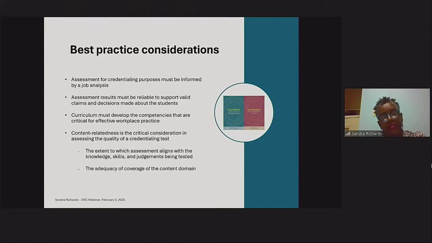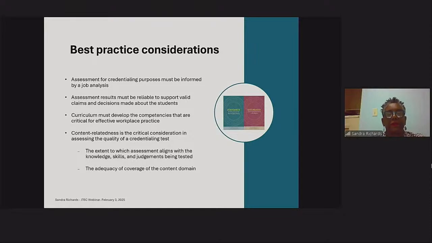The focus of credentialing test is on candidates' competence in a specified domain. So the assessment must be informed by a job analysis that identifies the task and the responsibilities critical to the profession being studied. For assessment to be a reliable source of information on which to base its competency claims and credentialing decisions, the curriculum must develop the knowledge, skills, and judgments that are needed for workplace practice.